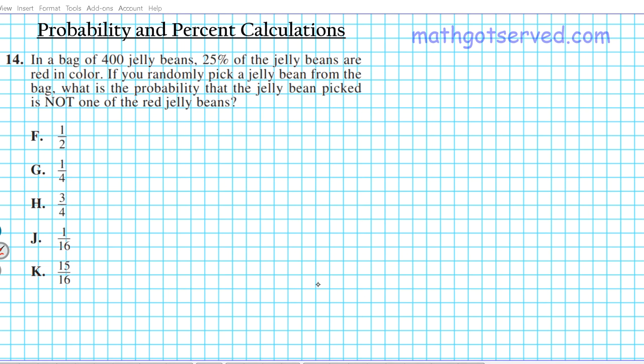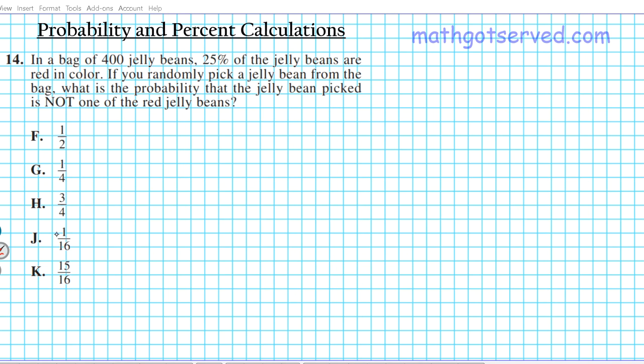All right, so question number 14 is assessing the ability to carry out probability calculations using percentages. Question 14 reads, in a bag of 400 jelly beans, 25% of the jelly beans are red in color. If you randomly pick a jelly bean from the bag, what is the probability that the jelly bean picked is not one of the red jelly beans?